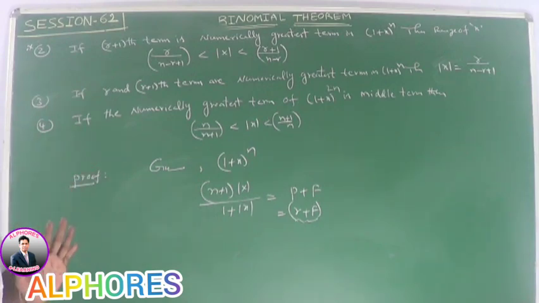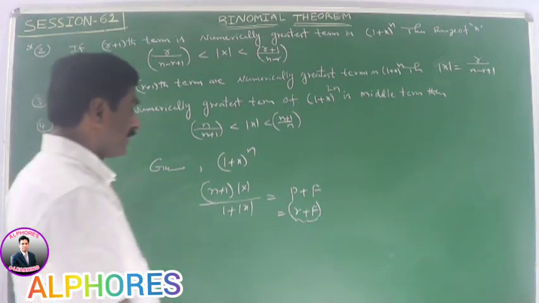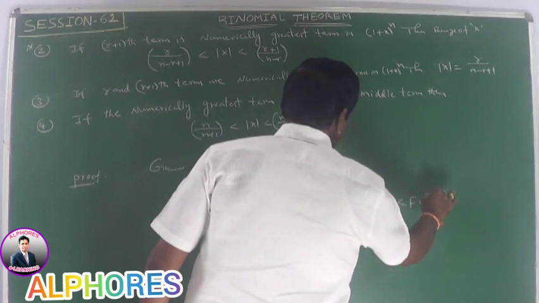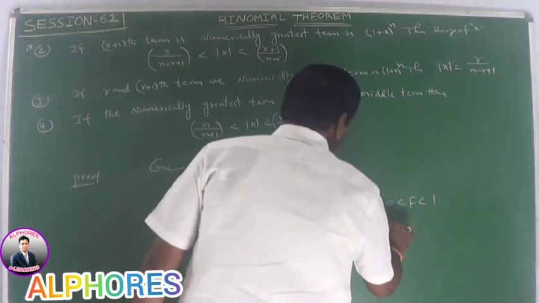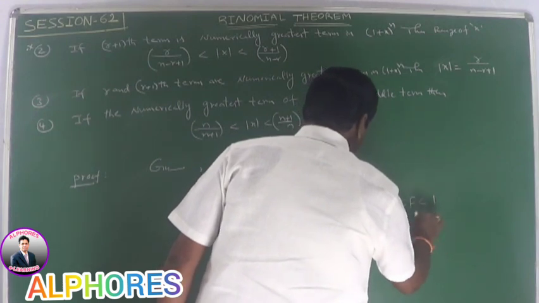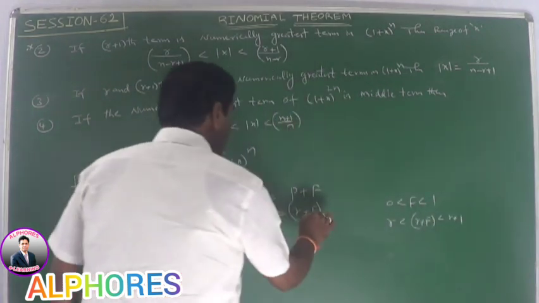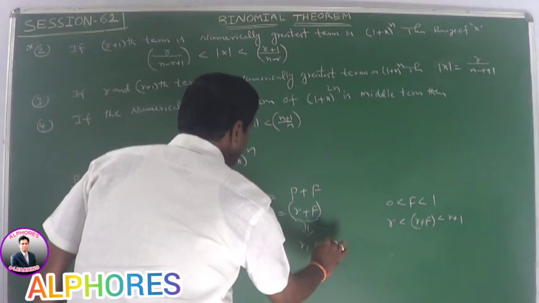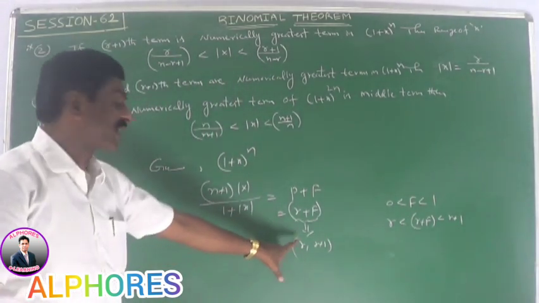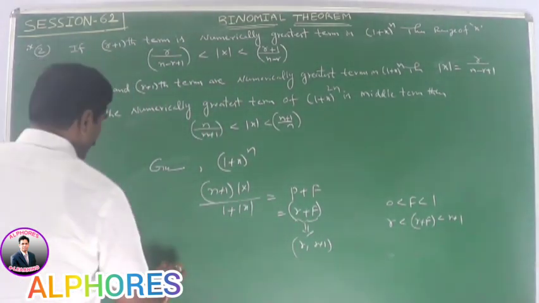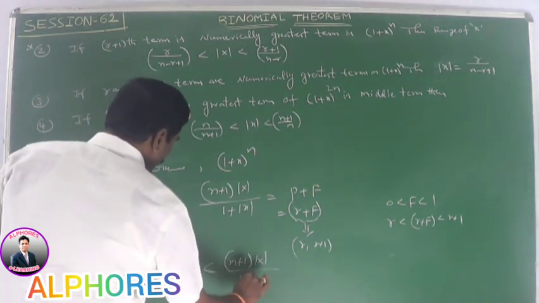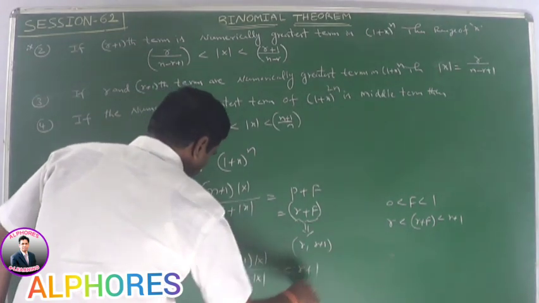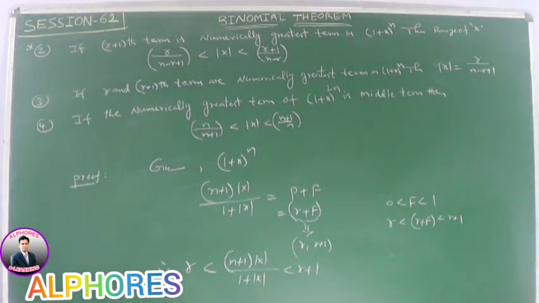Please observe that value. 0 less than f less than 1, f is the fractional part. By adding r, r is less than r plus f less than r plus 1. That means this value lies between r and r plus 1, and automatically this value also lies between r and r plus 1. Therefore, r is less than n plus 1 into mod x by 1 plus mod x less than r plus 1. Please note this value.